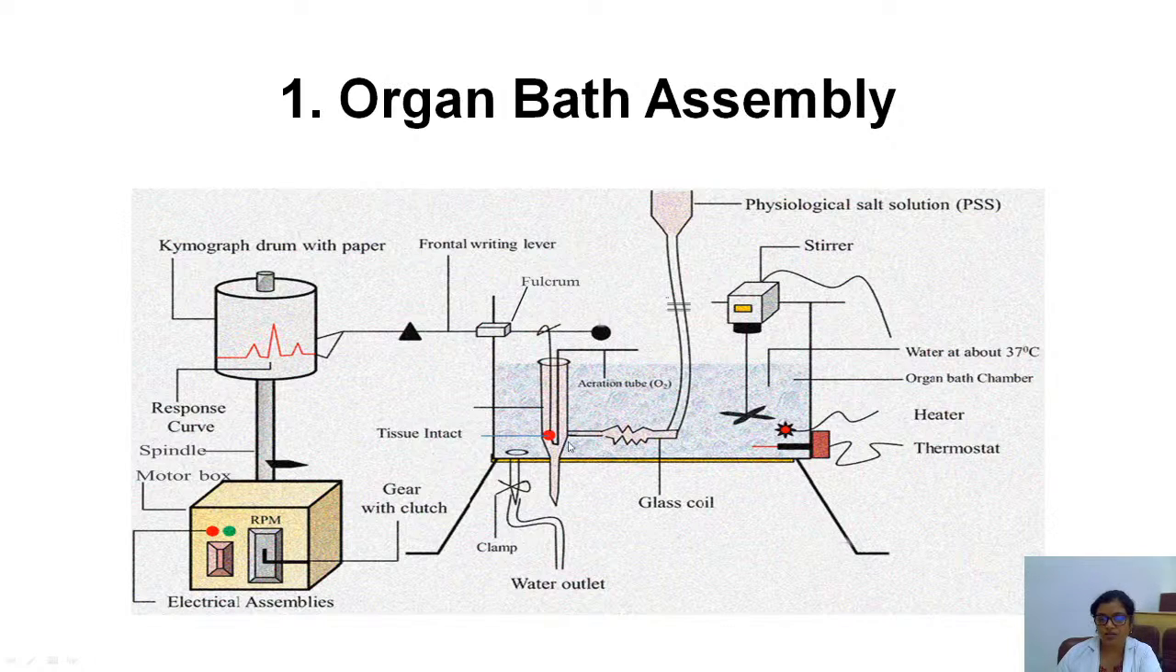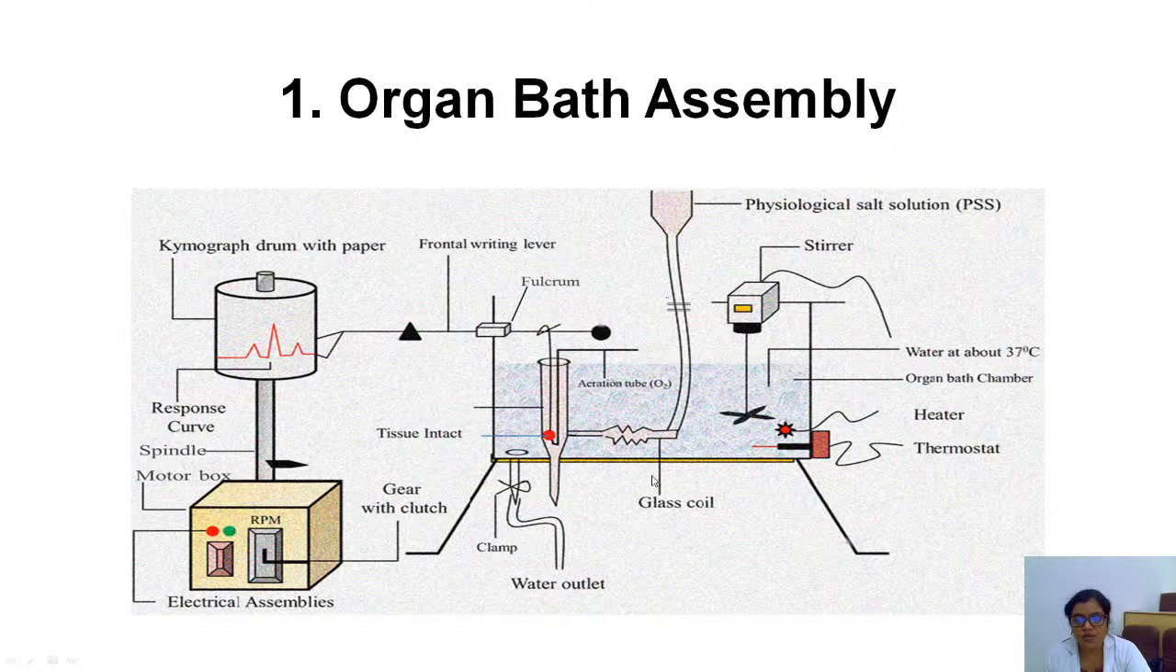Now when you have a tissue, it must be aerated. So this inner organ bath is connected with an aeration tube, which is supplying oxygen, and it is also connected to a physiological salt solution. Physiological salt solution is needed for the tissue to survive outside the body. Here is a water outlet in the organ bath, which is used to drain the water, and an outlet in the inner organ bath, which is used for continuous changing of the physiological salt solution.